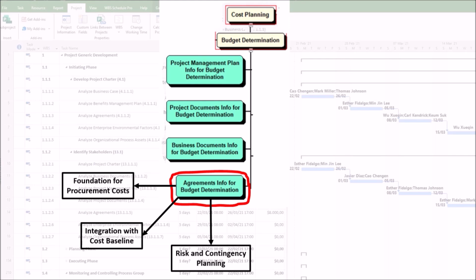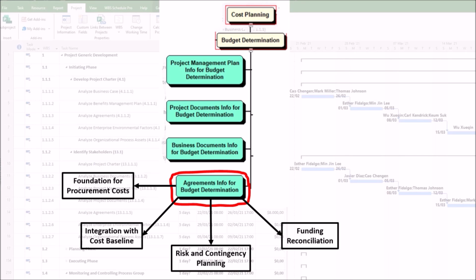3. Risk and contingency planning. Agreements often include terms related to penalties, incentives, or cost adjustments, such as those for delays or scope changes. These clauses impact contingency reserves and risk response costs, which are factored into the budget during reserve analysis.